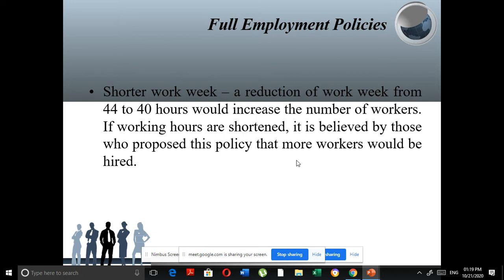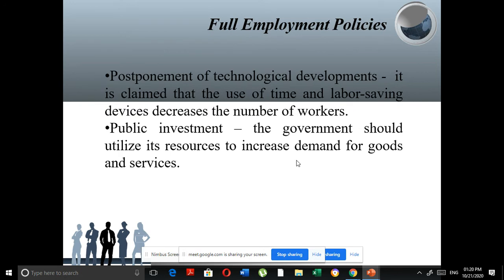Shorter work week, decreasing the work week from 44 to 40 hours. In this case, the number of workers will increase. If working hours are shortened, more workers would be hired. This is one of the full employment policies.